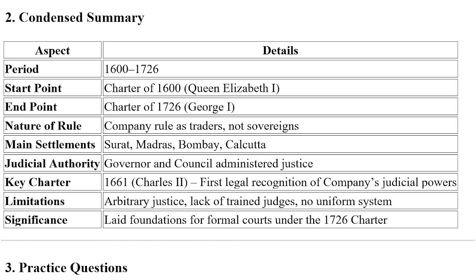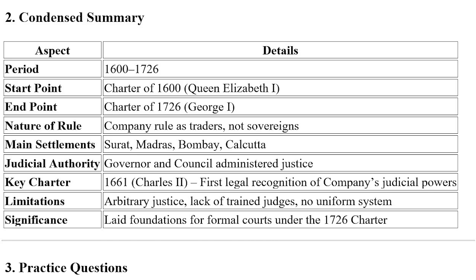Company rule as traders, not sovereigns. So the company was set up for trading, and the application of the judicial system was more based on the traders. These were mostly traders and not judges. The main settlements were Surat, Madras, Bombay and Calcutta. The judicial authority were governor and council who administered justice.